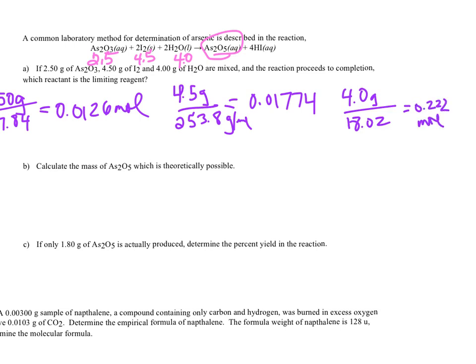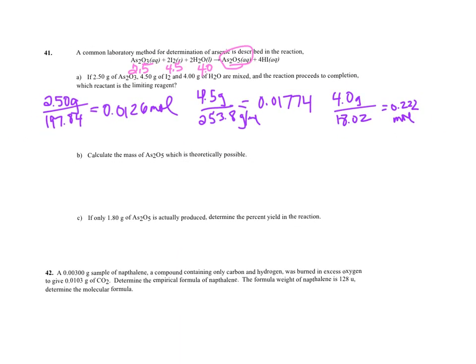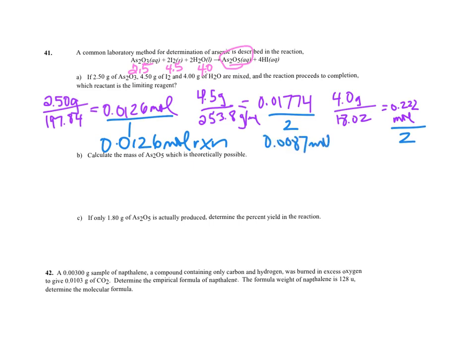of each of those. So now my next step to figure out the limiting reactant is to divide each of these by the coefficient in the balanced equation to find moles of reaction. And this is divided by 1, 2, and 2. That gives me 0.0126 moles of reaction here. This gives me 0.0087 here. And this gives me 0.111. Go mental math. And again, these are moles of reaction.